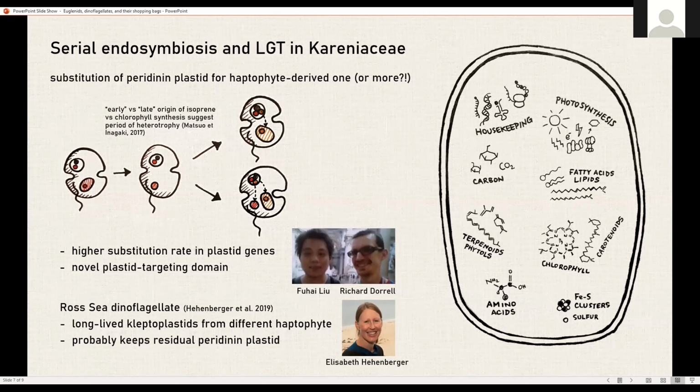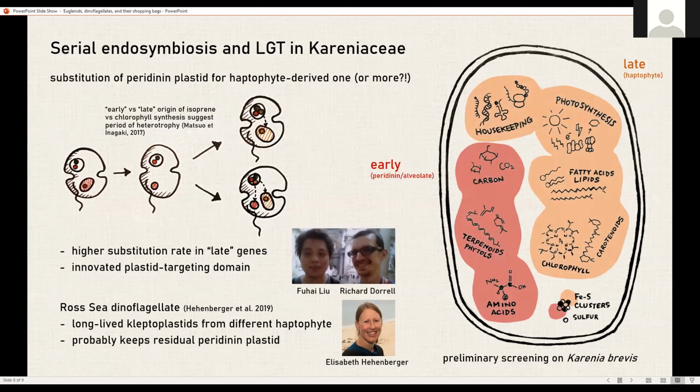For the preliminary prediction and evolutionary analysis of the Karenia brevis plastid proteome, we can see that the plastidial pathways, which are usually kept even in non-photosynthetic plastids, such as core carbon metabolism and terpenoid and amino acid synthesis, are mostly of early or peridinin-like origin, while photosynthesis, pigment synthesis, and housekeeping genes of the organelle are mostly of late or haptophyte origin. But this requires a more sophisticated phylogenetic pipeline and more data.